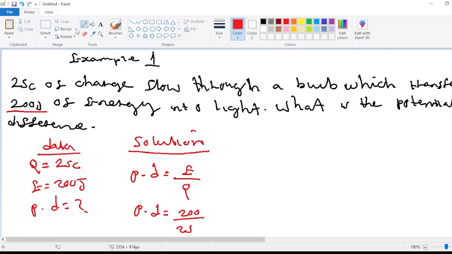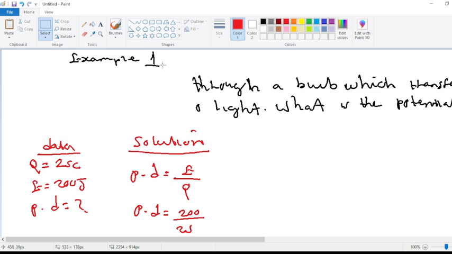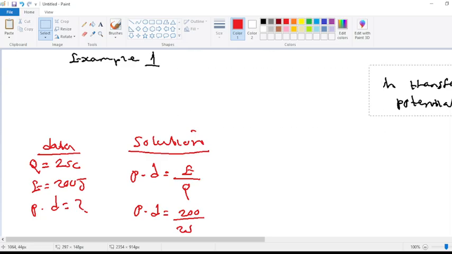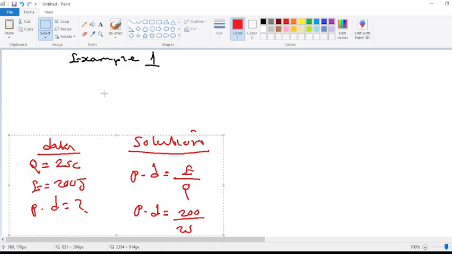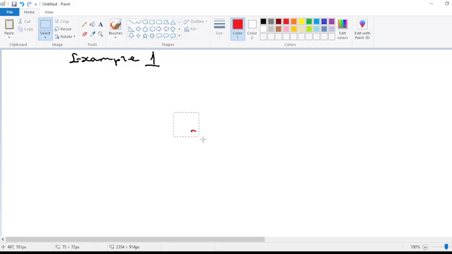Let's try another question, another example. Example 2. I'll try to make a different question from the same. Okay, let's use black. Okay, so example 2.